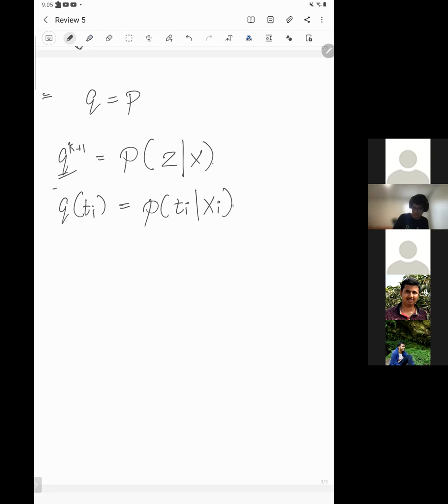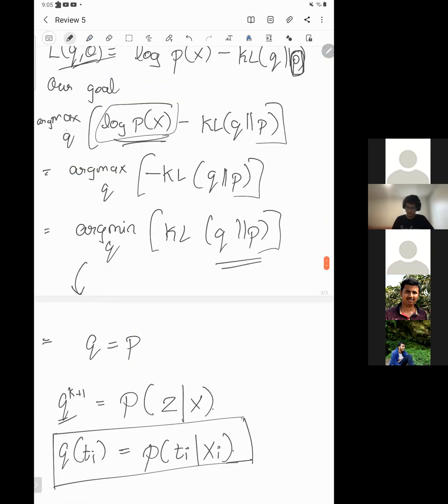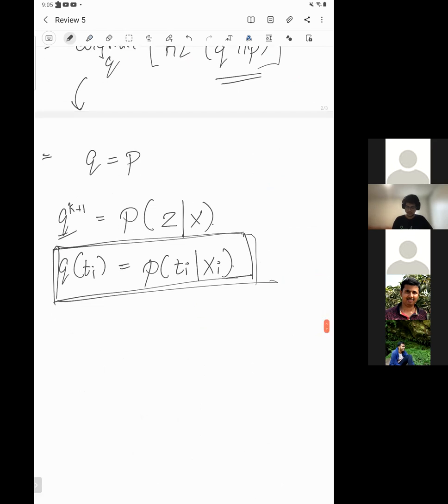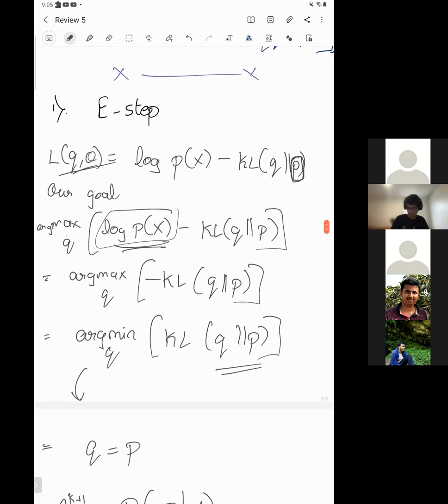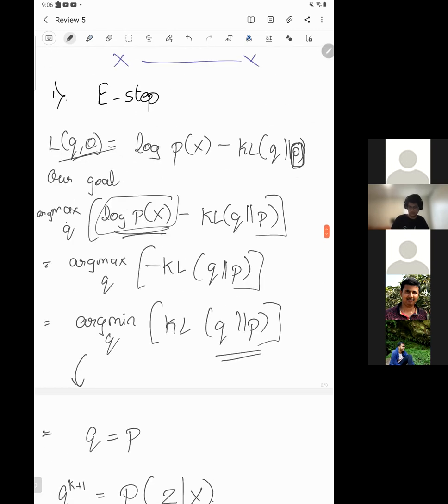With the notation of ti, the E step basically simply comes out to be this: for every xi, we have a ti, and for that ti, all we do is equate it to the posterior. With this, the KL divergence goes to 0, and then L of q, theta directly equates to log of p of x.